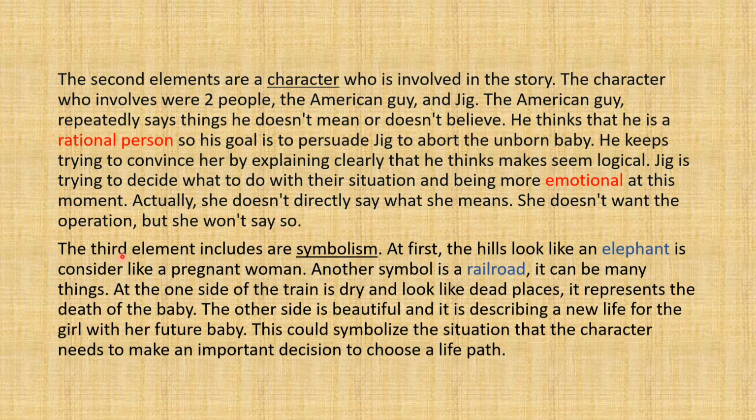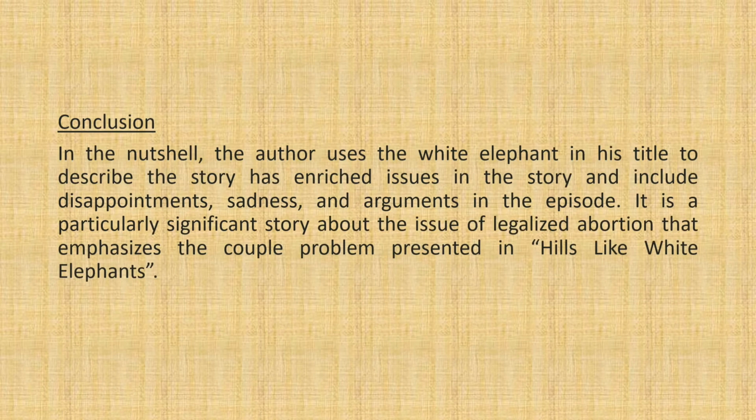The third element is symbolism. I identified two symbolisms in the short story. There are more than two, but I just take two of them. First is the elephant, and the second is the railroad. This is the conclusion for the summary that I put in this slide.